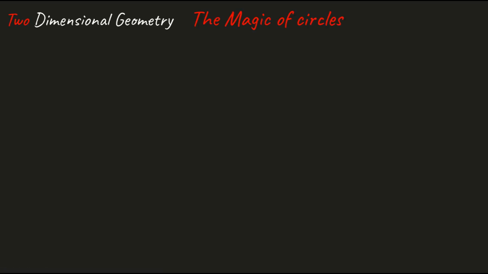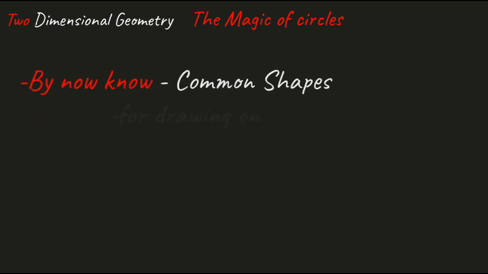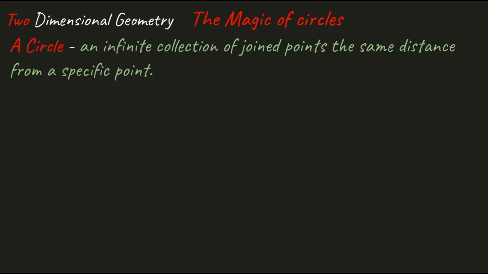All right, this is a lot more interesting than anything else. By now, we know a lot of our common shapes. We've been through that. We know that we use a plane for drawing two-dimensional shapes on. That's just a piece of paper to draw things on. So let's go ahead and draw some circles.